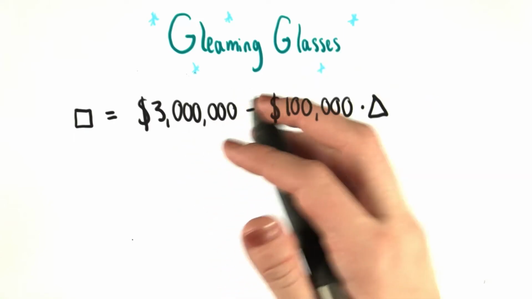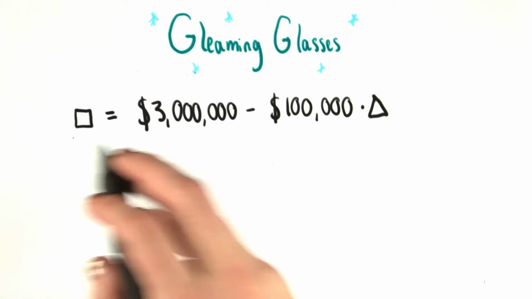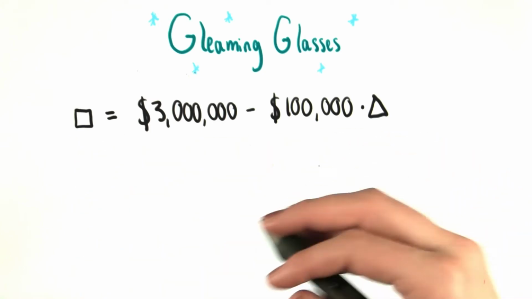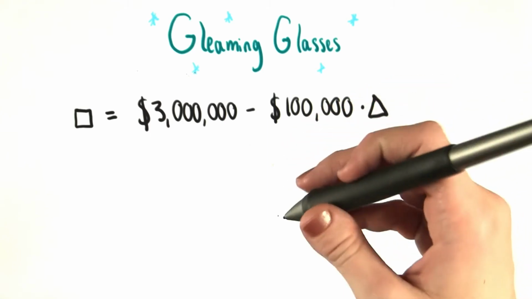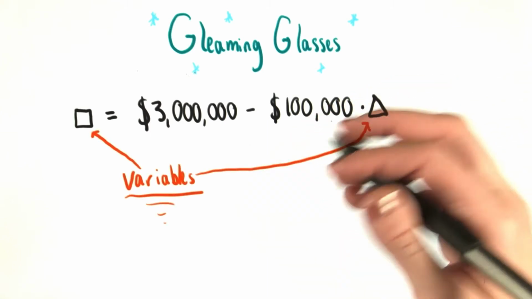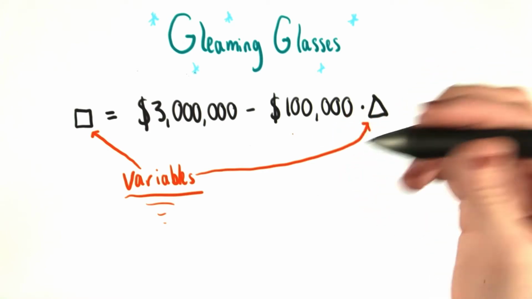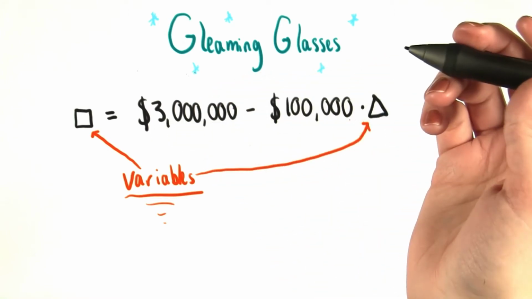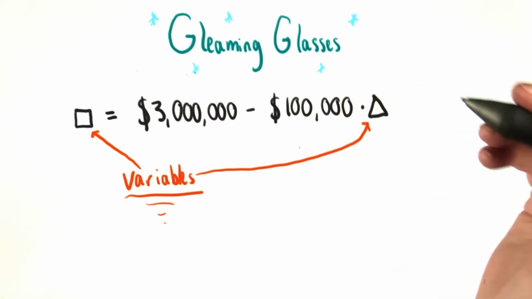Actually, as much as it might surprise you, we've been doing algebra right here. These two symbols, the square and the triangle, that we assigned to replace the words that we had written earlier, are called variables. In algebra, we make a distinction between numbers and variables. Numbers are, well, numbers, like 3 million or 100,000.